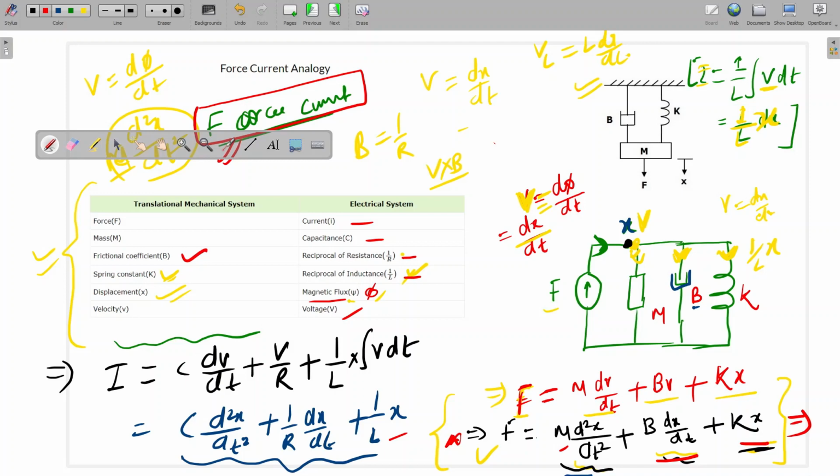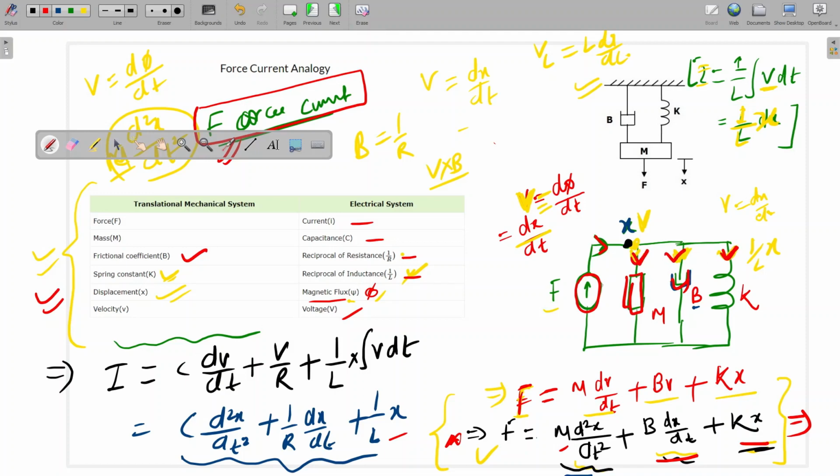Sir, half clear, sir. We have to first select the analogy which we have to follow. Yes, force current or force voltage. Force current will be easier, so you can follow this one. Okay, so the step is displacement we have to select as a node. Force will be current. Then at this node, mass, damper B and spring K are connected. So input current should be equal to the summation of all these three currents.